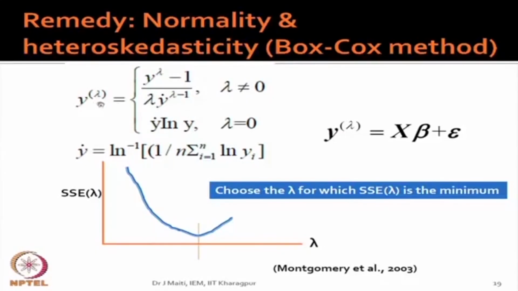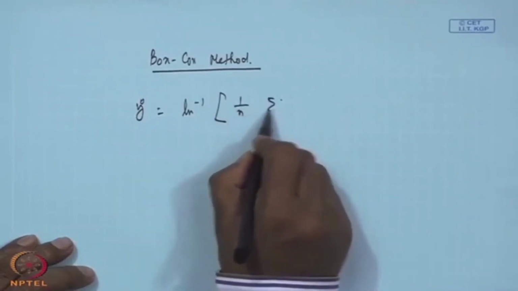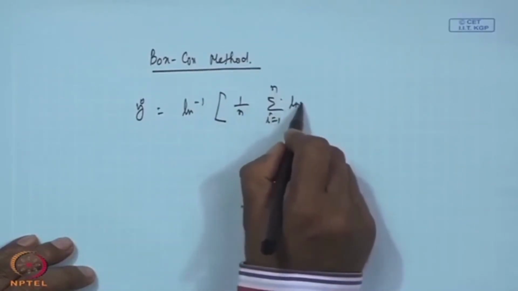Depending on the value of lambda, the transformation will be like this. So, y to the power lambda, within bracket, is y to the power lambda minus 1 by lambda, y dot to the power lambda minus 1, when lambda not equal to 0. And when lambda equal to 0, this will be y dot log y, where y dot is basically the geometric mean. So, y dot is log inverse of 1 by n, the sum of the logs, i equal to 1 to n of log of yi.